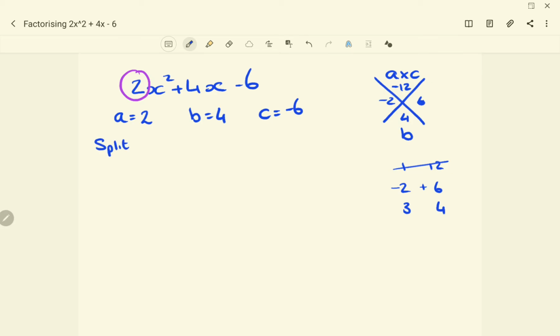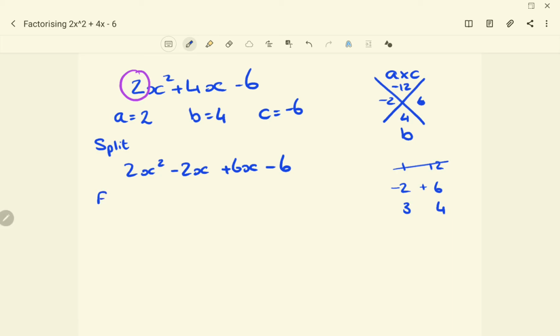And what we're doing is we're splitting that 4x into minus 2 lots of x and plus 6 lots of x. So we've got 2x squared, take away 2x, plus 6x, take away 6. And like when we multiplied out double brackets and we turned it into 2 single brackets, we are going to turn this into 2 single brackets before collecting it into 2 double brackets.